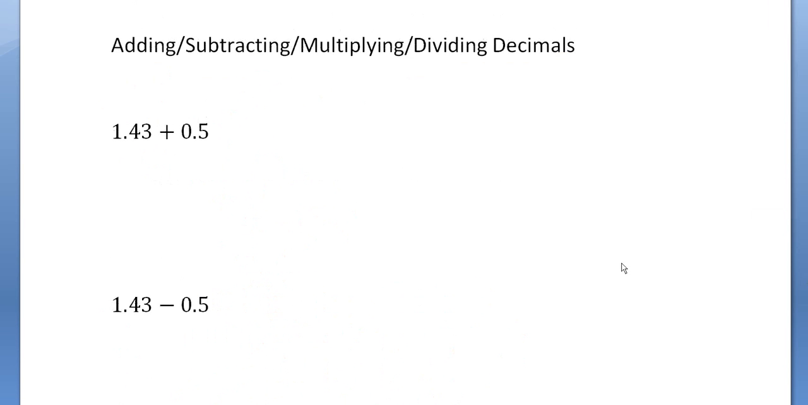Okay, let's move down into adding, subtracting, multiplying, and dividing decimals. Now, the best way to add, subtract, multiply, and divide decimals is a calculator. However, sometimes you don't have one, so let me remind you of two things you need to remember: one when adding and subtracting, and one when multiplying and dividing, if you do have to do it by hand.